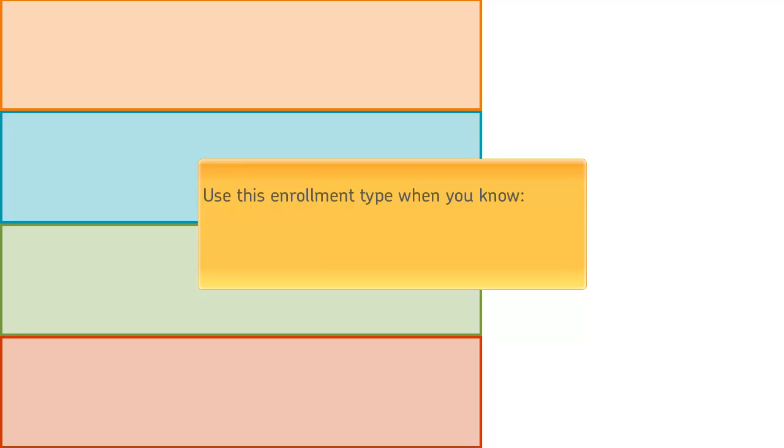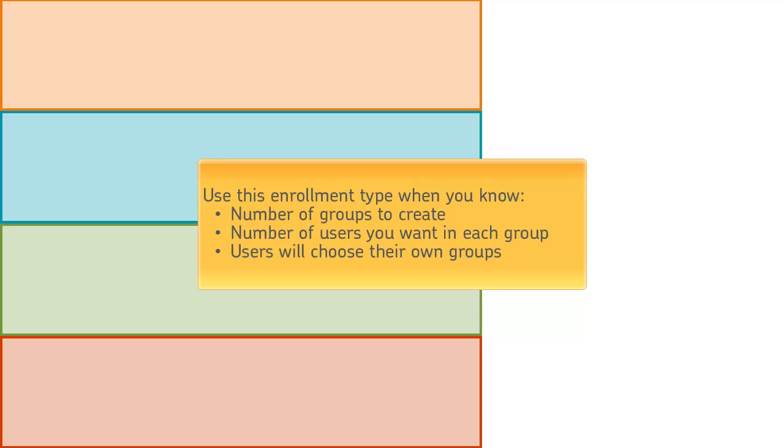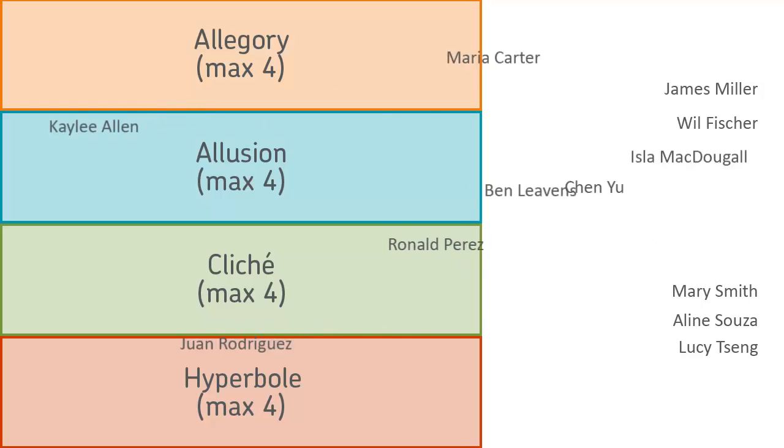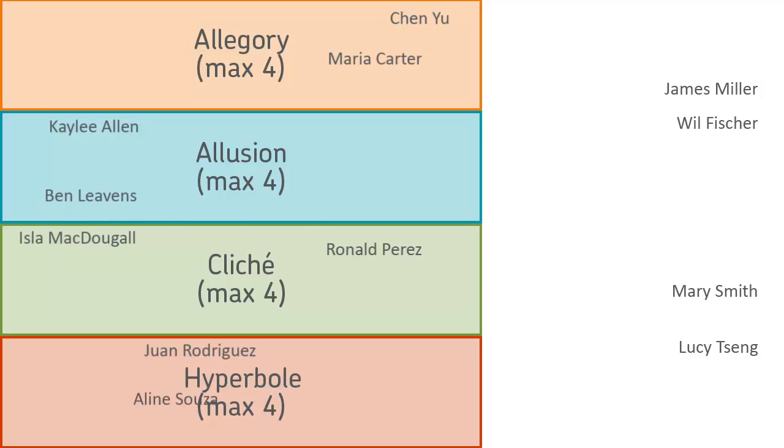Use this enrollment type when you know how many groups you will create, you want to allow learners to choose their own groups, and you want each group to have a maximum number of users. For example, your class is doing group presentations. There are 4 presentation topics from which learners can choose. You allow the learners to choose their own groups. You create 4 groups and limit the groups to 4 members each.